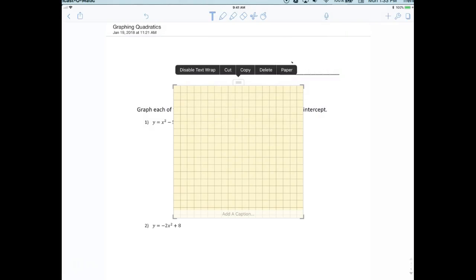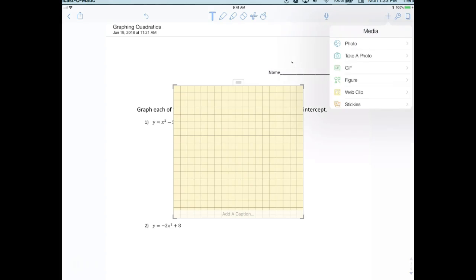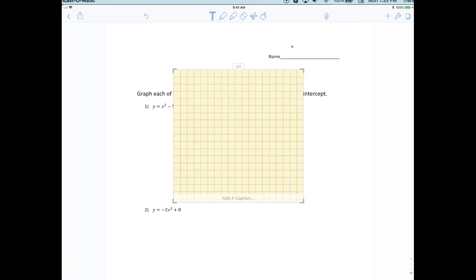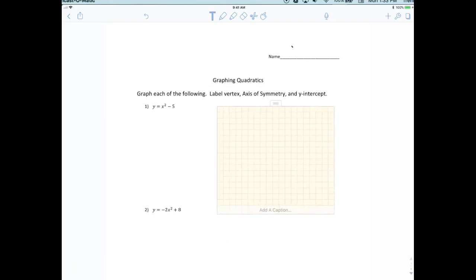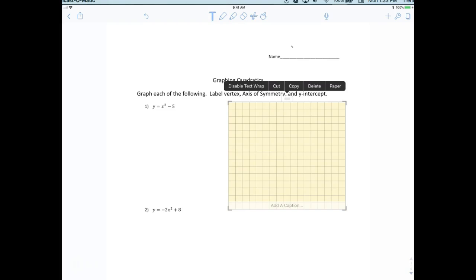So what I need you to do is hit the plus, which is add. Then you go to stickies at the bottom. You with me? It doesn't really matter how big it is, but you just move it down out of the way a little bit. Once it's there, you click on paper, and then it gives you a whole different type. It's like a sticky note. It's very helpful.